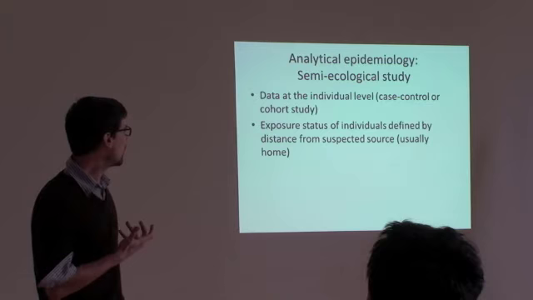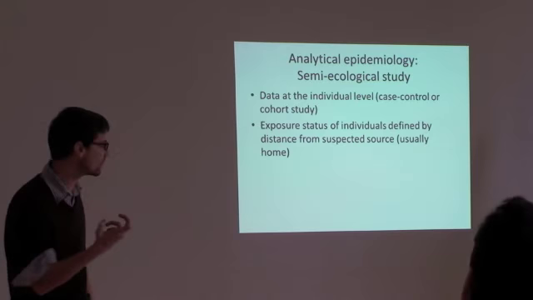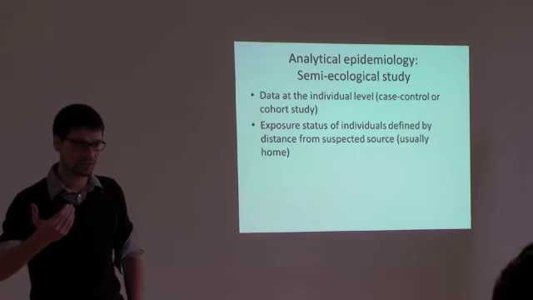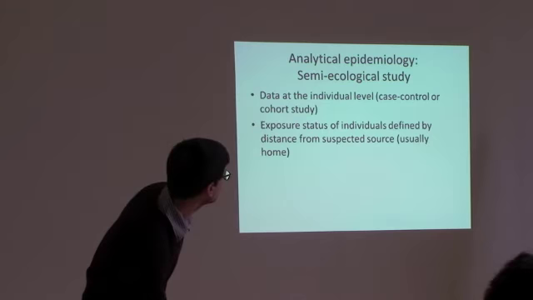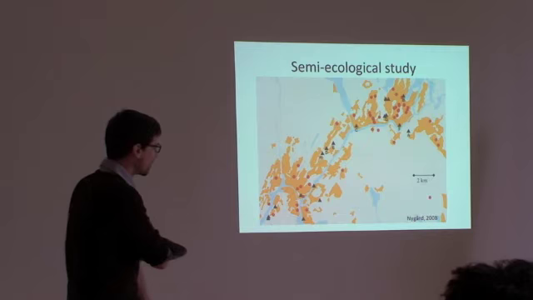But the exposure status that you will be measuring using the map and GIS will be defined by, let's say, a proxy to the real exposure. So distance from a suspected source will be a proxy of the exposure. Here I have in mind, to just illustrate this, it might be clearer. This is a map from a town in Norway.